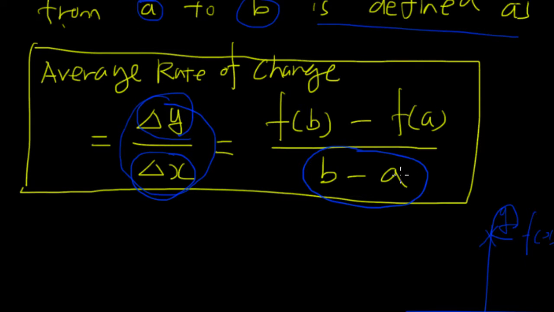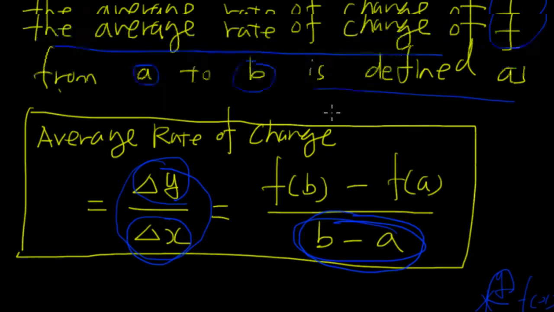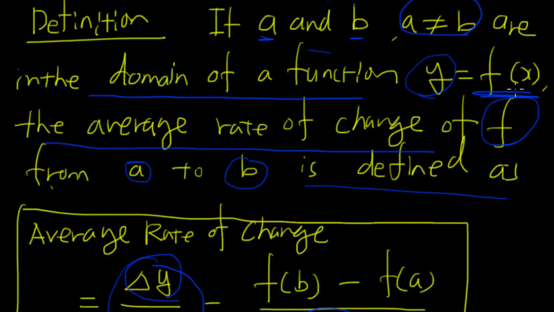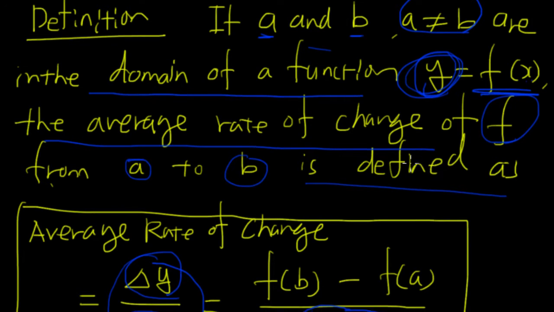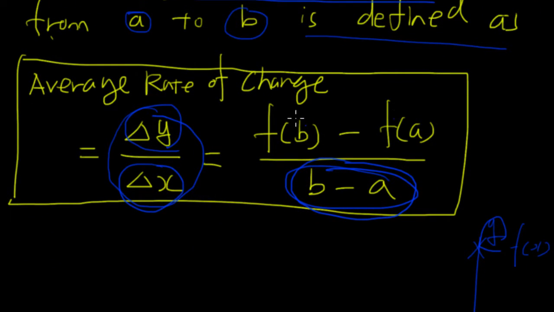Remember that a and b were x values. What about f of b and f of a? Look at this. If you replace a and b, what do you get? The y. So these two are the y values, these two are the x values. You try to see the difference in the y values and the difference in the x values, and they put it into a ratio, fraction form. That's the average rate of change, right?